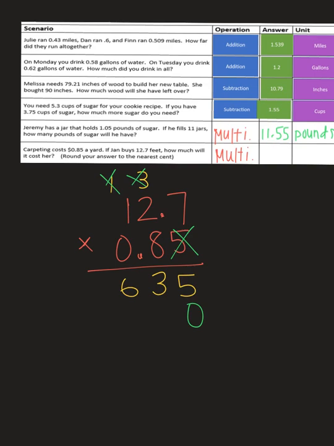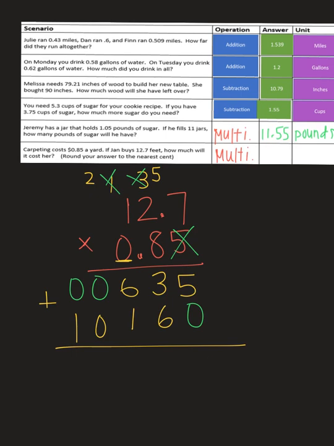8 times 7 is 56. Put our 6, carry a 5. 8 times 2 is 16, plus 5 is 21. Put a 1, carry our 2. 8 times 1 is 8, plus 2 is 10. Now I am going to draw that line because my next number is a 0, and any number times 0 is going to give me 0. Okay, so we are good.